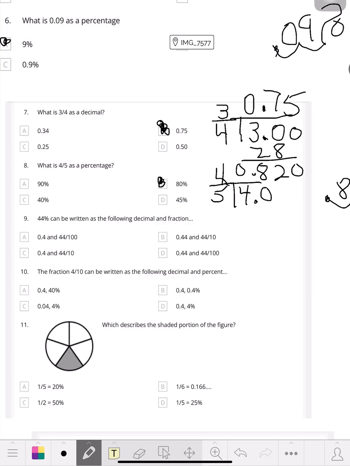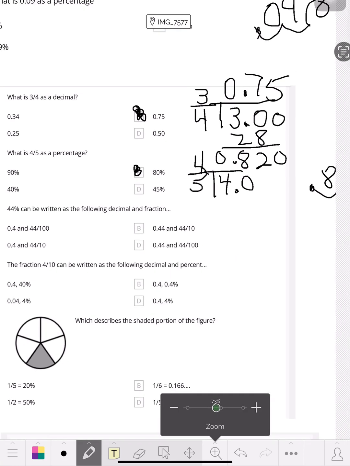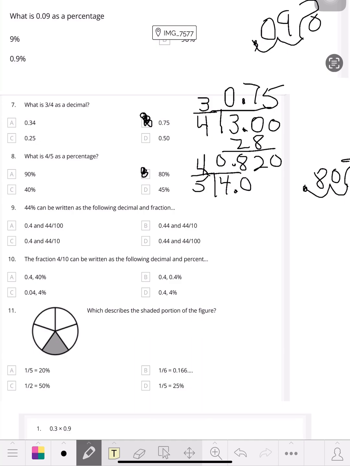Now, they want 44% written as a decimal or a fraction. Oh, this we can do. Watch this. Well, quick math tells you that it's not going to be A or C because you've got 44%. You know there's going to be 0.44. It's got to be 0.44. It can't be 0.4. So those two are wrong.